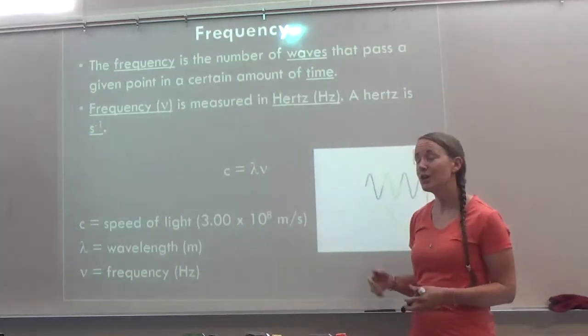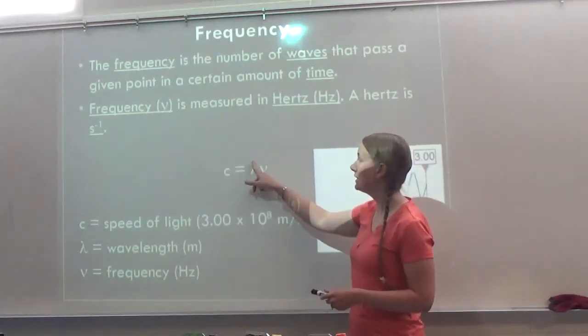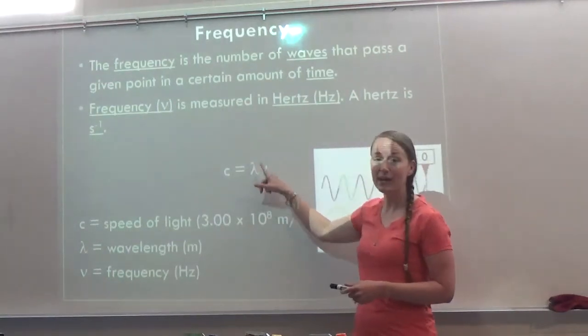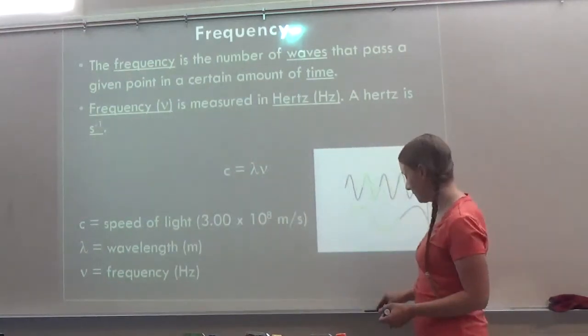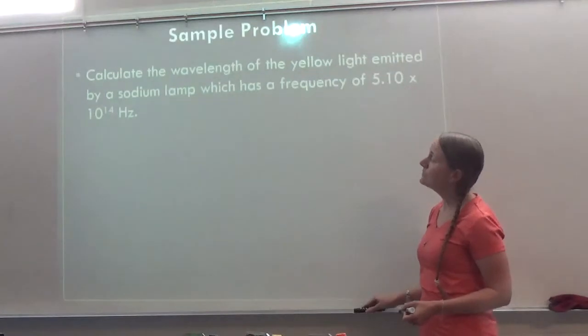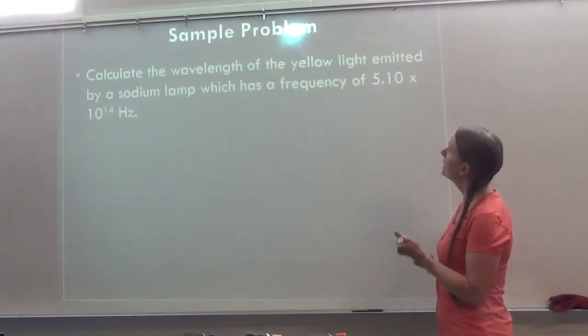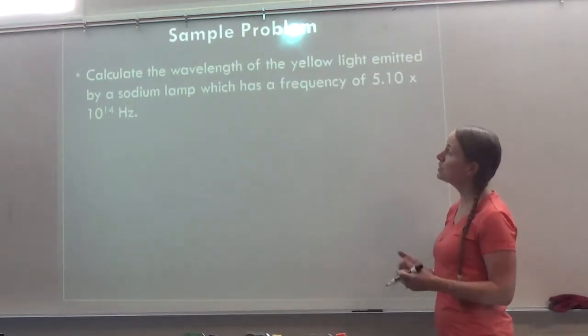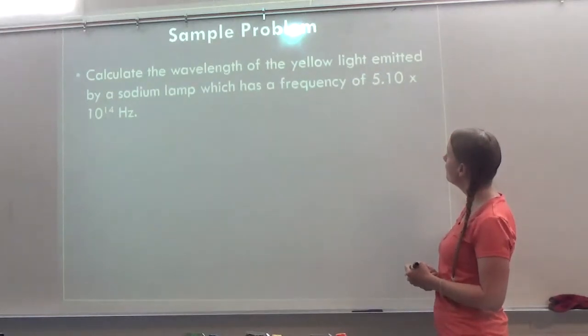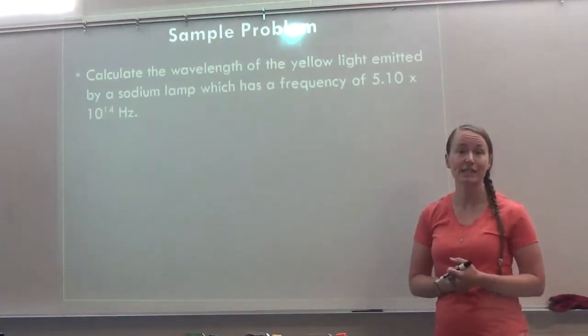So one of the ways I try to tell my students to remember is, you see how lambda kind of looks like a little bit of a wave? So lambda is wavelength. So let's look at how to do some math. It says calculate the wavelength of the yellow light emitted by a sodium lamp, which has a frequency of 5.10 times 10 to the 14 hertz.